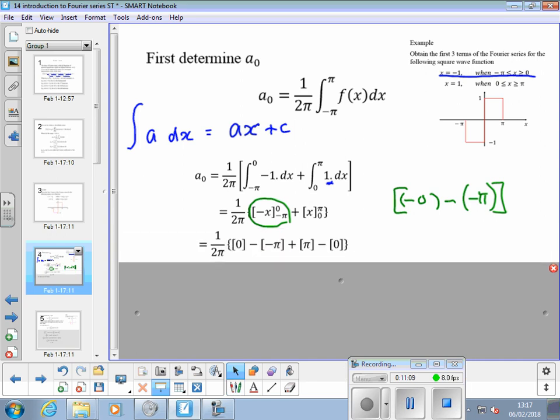So what we end up with is 1 over 2 pi times 0 minus minus pi. So that 0 comes from the top limit in the left-hand one. The minus pi is the lower limit. And then here, pi is the upper limit, 0 is the lower limit.